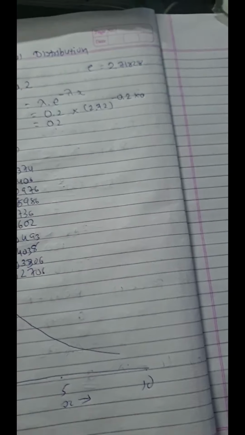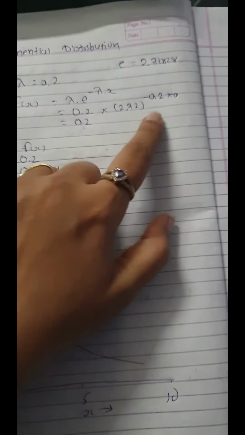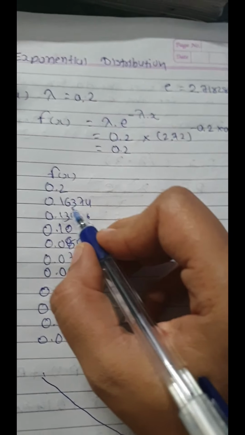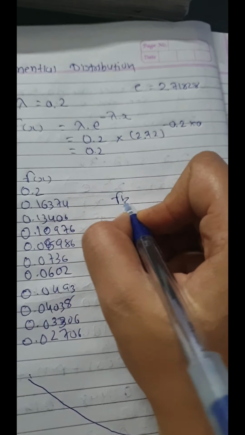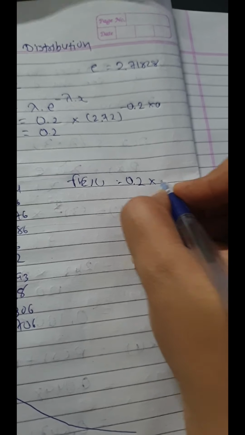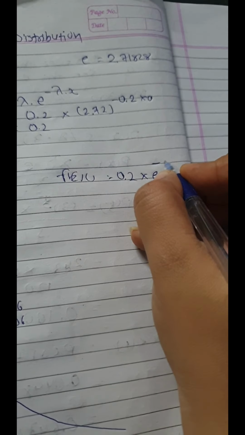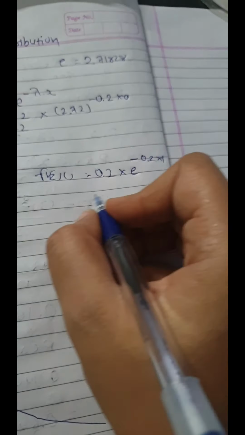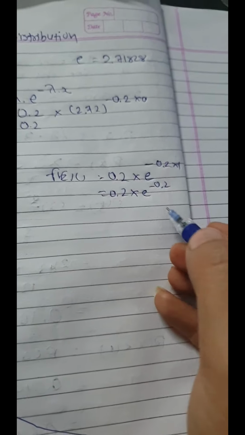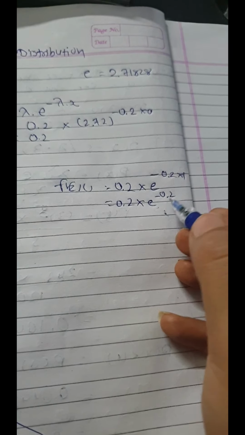Otherwise, there is one shortcut. You can take values one by one. Say for example, if you want to calculate the value for 1, this one, right, then f of x equals 0.2 into e raised to minus 0.2 into 1. So it will be 0.2 into e raised to minus 0.2. Now check the value of e raised to minus 0.2 from the table.